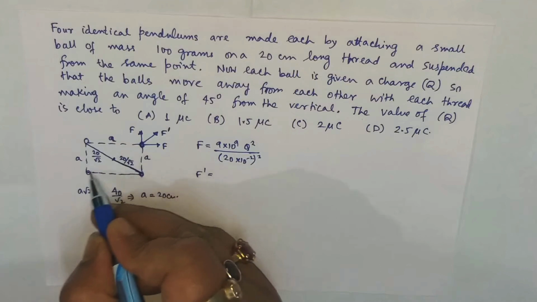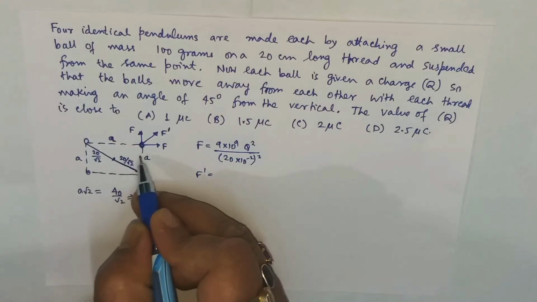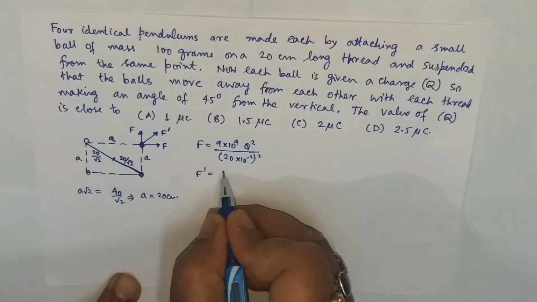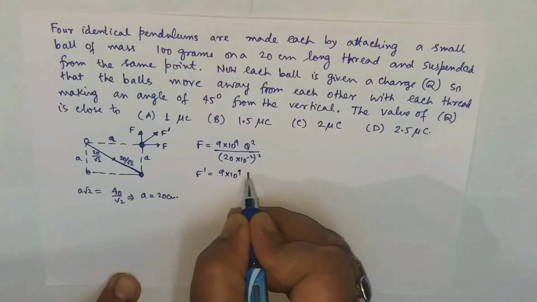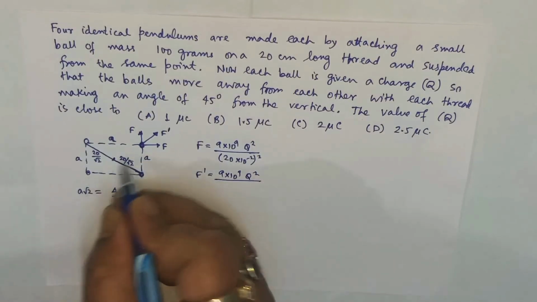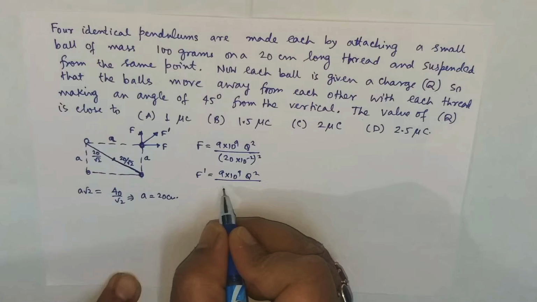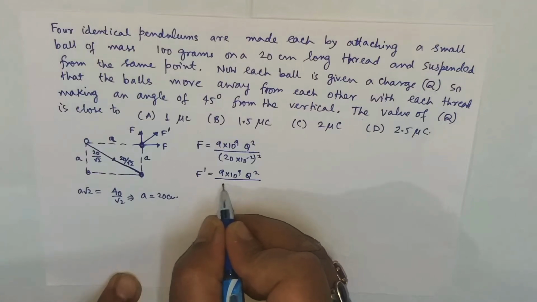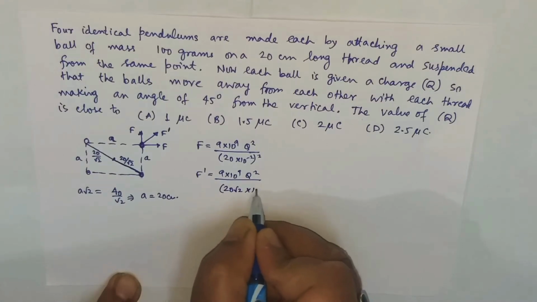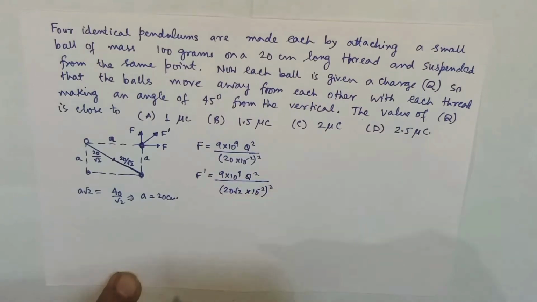And what is F dash? F dash is the force of repulsion due to the other ball which is diagonally opposite. So this will be 9 into 10 to the power 9 q square divided by the diagonal. Remember, it is 40 by root 2. What is 40 by root 2? It is 20 root 2. So 20 root 2 into 10 to the power minus 2 whole square.